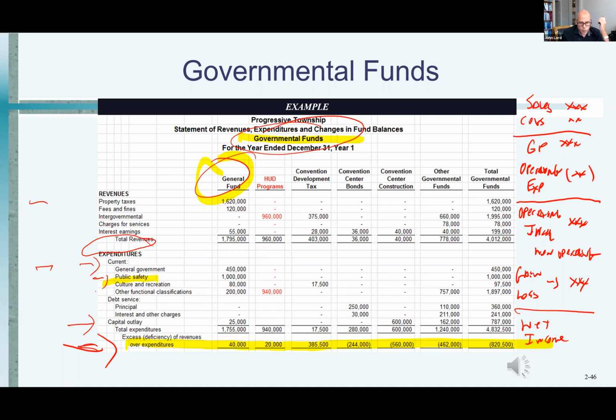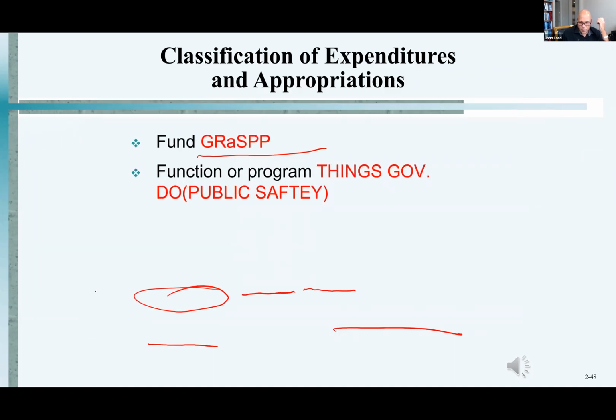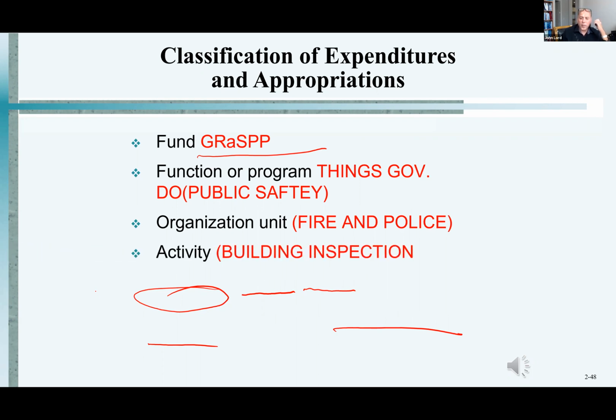And then we start talking about programs. Programs are things governments do. Governments keep you safe, or at least they try. So public safety is a good example of a government function program. To carry out programs, you have organizational units. So to carry out the public safety function, we have the organizational unit fire, we have the organizational unit police. Okay. Then what? Then we have activities. For the fire department, it might be building inspection, where they go and make sure that the building is meeting the fire code, all the fire exits.